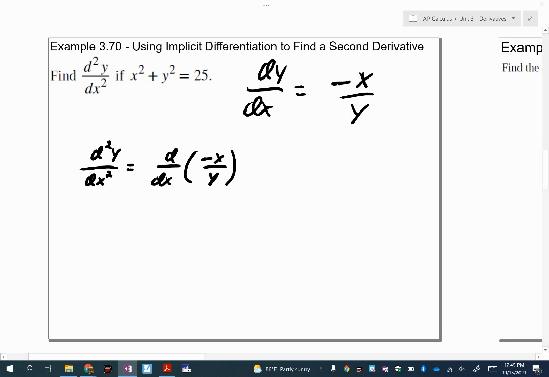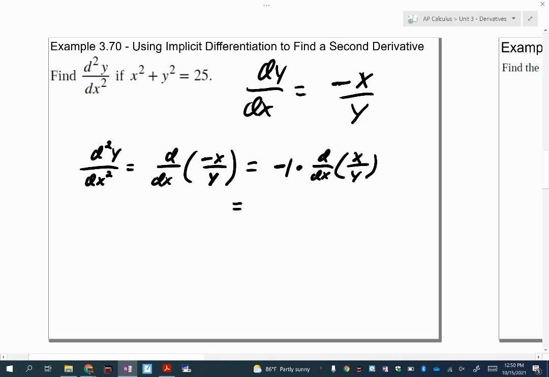Now, when you do this, what I'm really going to be doing is finding the opposite of, or like negative 1 times the derivative of x over y. The reason I can do that is because of my constant multiple rule. I don't want to deal with that negative. That negative can be in front of the fraction. So it's just going to be the opposite of whatever I get at the end.